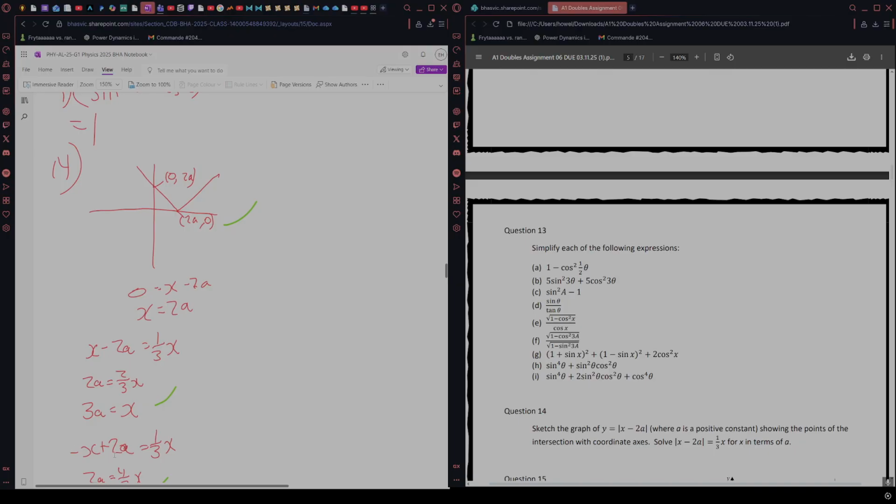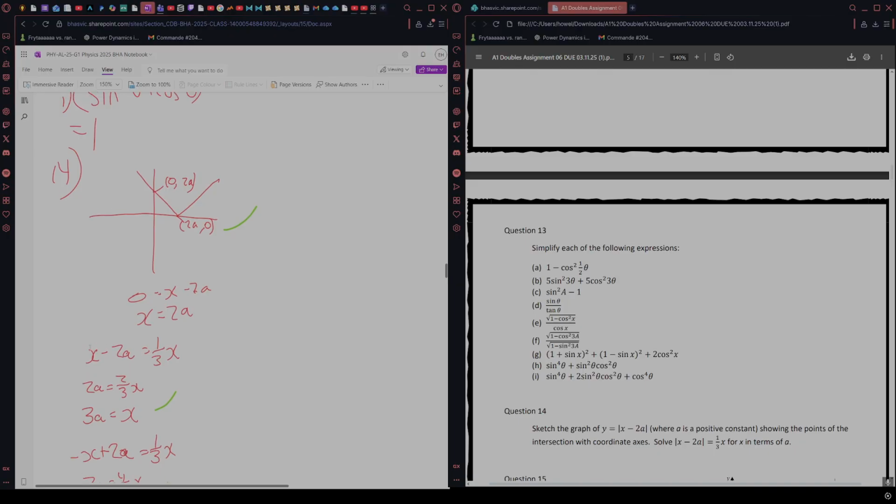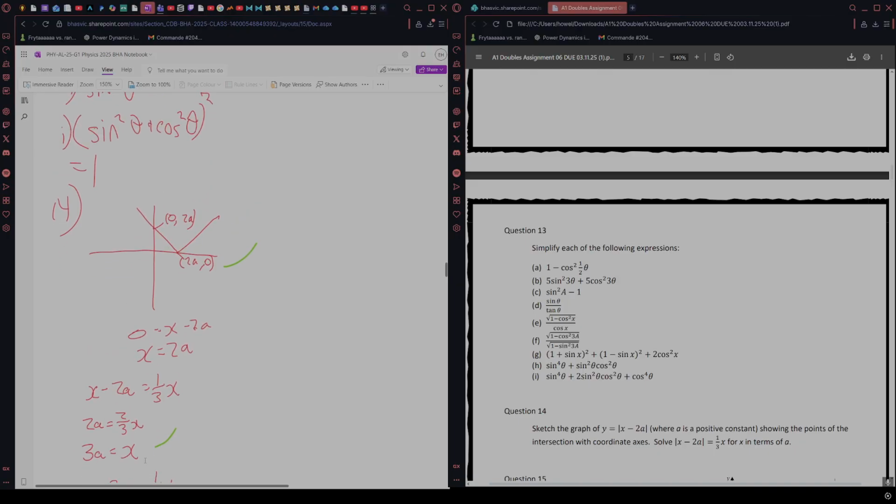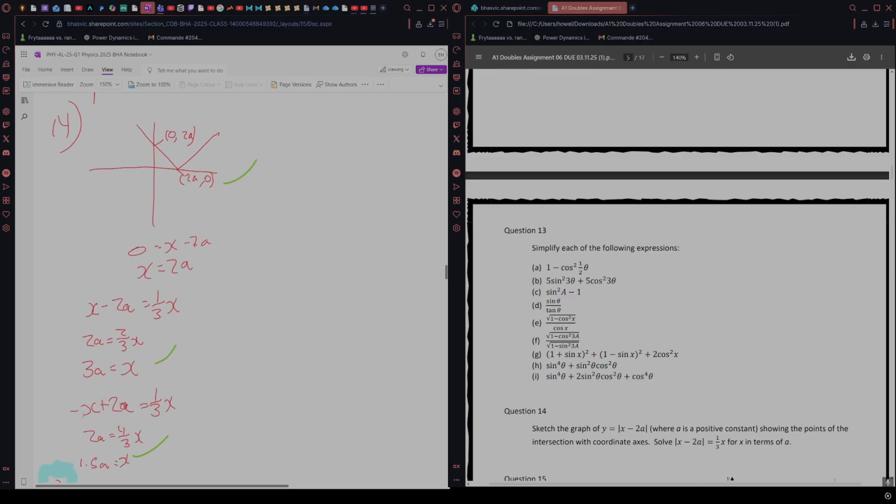I've just done the positive version, x minus 2a equals a third x, and solved that, x equals 3a. Then I've done the negative version, so negative x plus 2a equals a third x, and you solve this, and then you get these two solutions, and those are just the answers, because it doesn't say the coordinates, it just says x in terms of a.